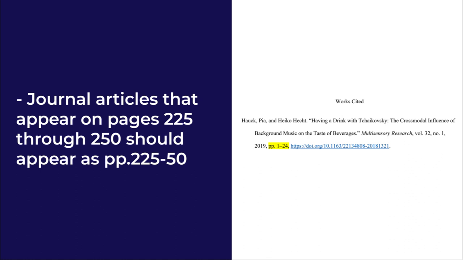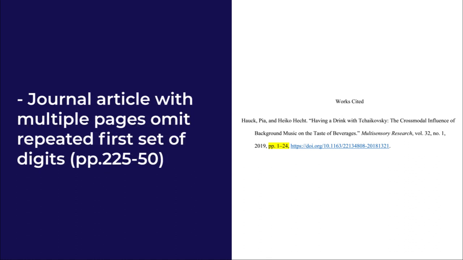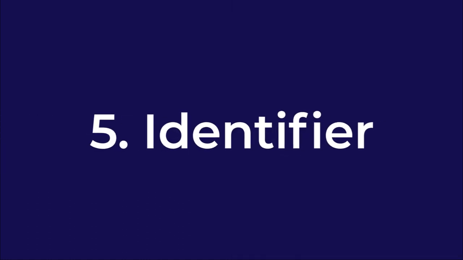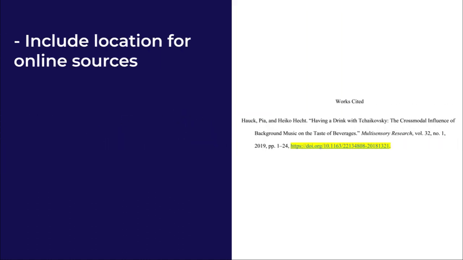If you refer to a journal article that appears on pages 225 through 250, list the page numbers on your works cited page as pp. 225-50. Note, MLA style dictates that you should omit the first set of repeated digits. In our example, the digit in the hundreds place is repeated between 225 and 250, so you omit the 2 from 250 in the citation: pp. 225-50.